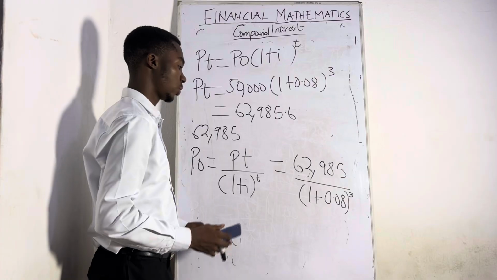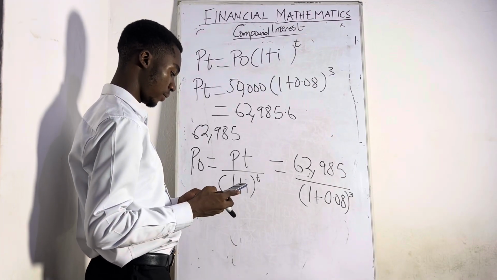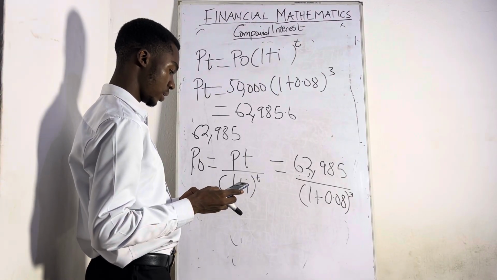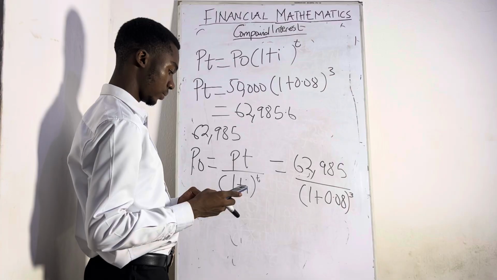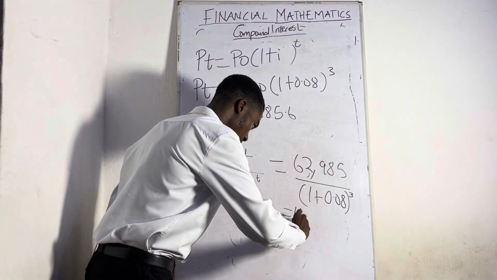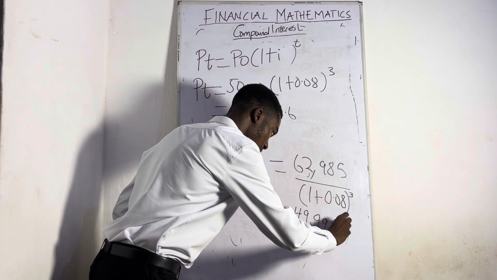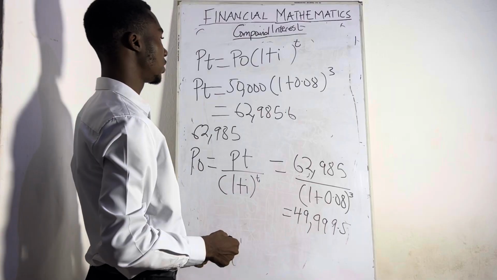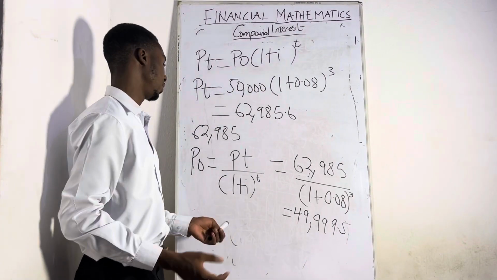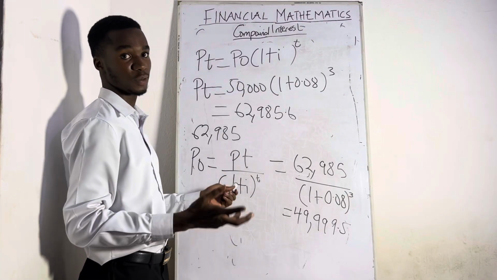So you can just punch this on the calculator. So you have 62,985 over brackets 1 plus 0.08 exponent 3. So you are getting 49,999.5, which is almost the same as 50,000 cedis. So our answer is correct. So yes, if you're asked to find the present value, this is the formula you use: the future value, which is the Pt, over 1 plus I exponent T.